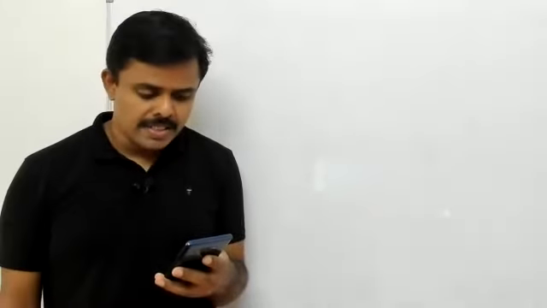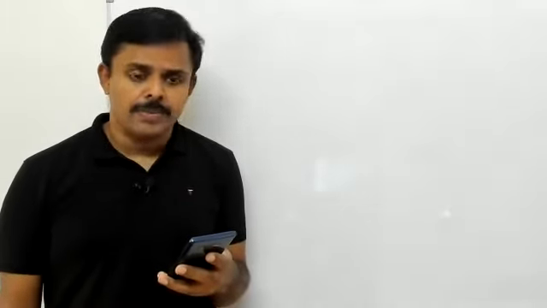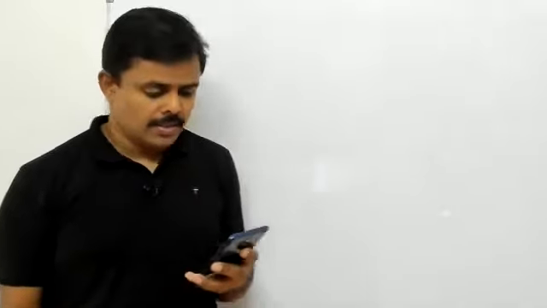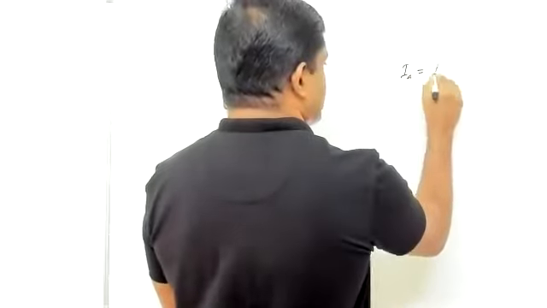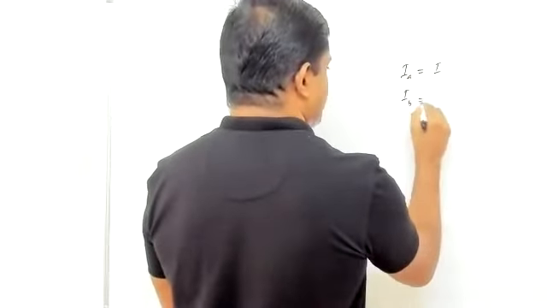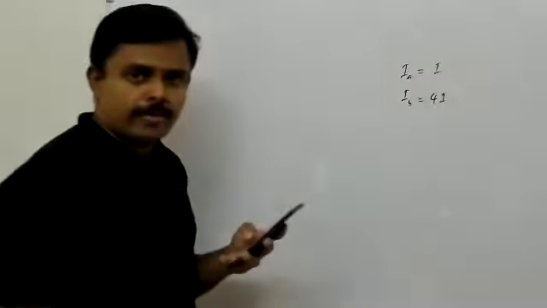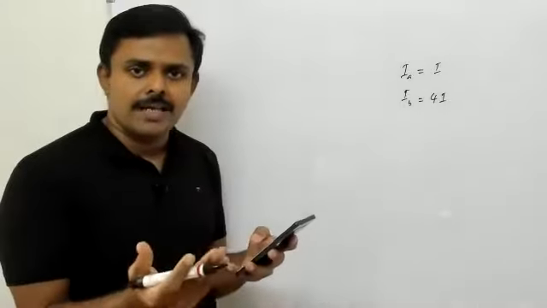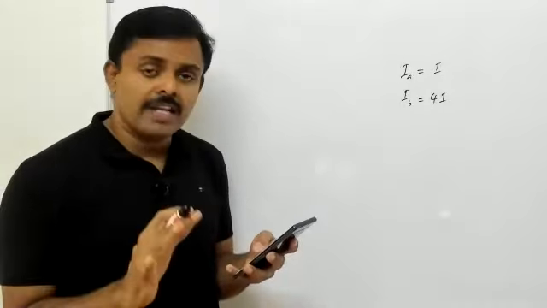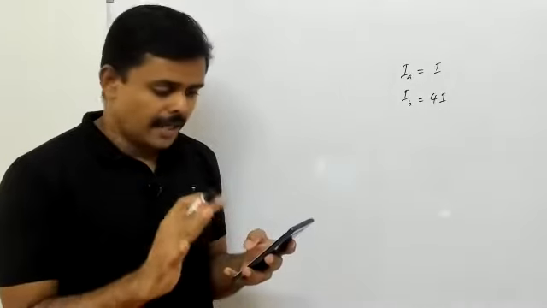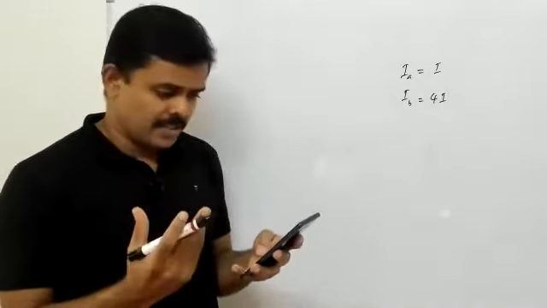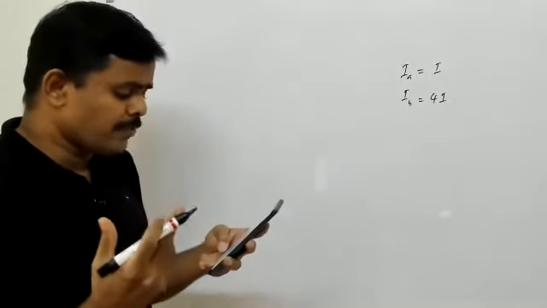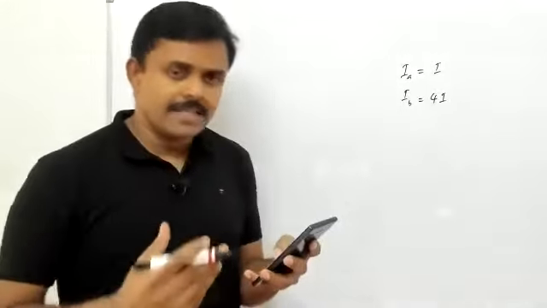Read question number 4. Two beams of light having intensities I and 4I interfere to produce a fringe pattern on a screen. So there are two beams having intensities I and 4I. So IA is given as I, IB is given as 4I. Usually they won't be given. In such cases, you could take them as I and I. But here they have specifically given that IA is I, IB is 4I. So they are coming from different slits of different widths.